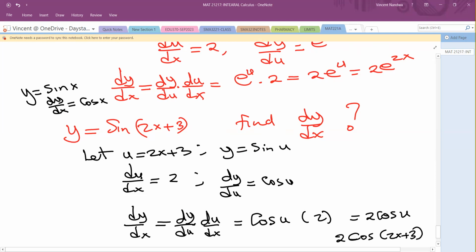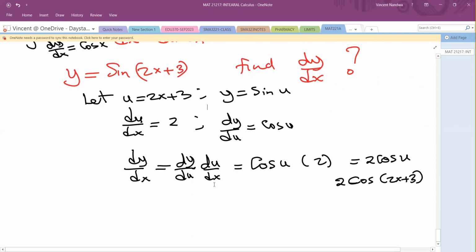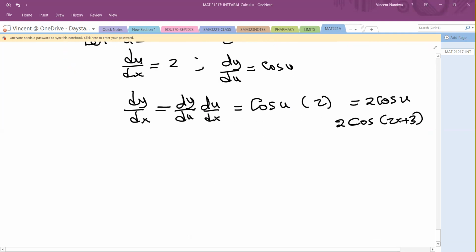So the key thing is that you have to know what you are fixing, and then you fix that part to be u, which will help you to get du/dx. And once you have that, you write the formula dy/dx is dy/du times du/dx. So for the substitution method, when it comes to integration, it is more or less the same game. You need to identify which part you are going to fix to make your integral a simpler function whose value you can know from the basic elementary integrals.